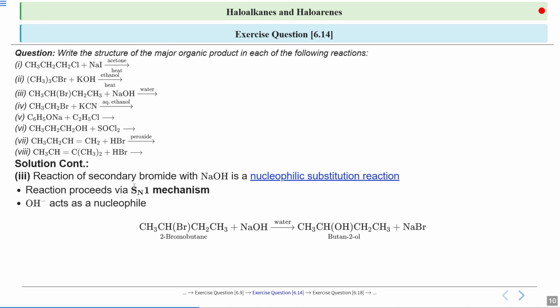In the SN1 mechanism, we follow 2 steps. The first step is the slowest step and rate determining step, which includes the formation of a stable carbocation. So in the SN1 mechanism, stability of the carbocation is a key factor. We got a major product in this reaction as alcohol, butane 2-ol, after the replacement of bromine with the nucleophile, the hydroxyl ion, plus sodium bromide will be your side product.